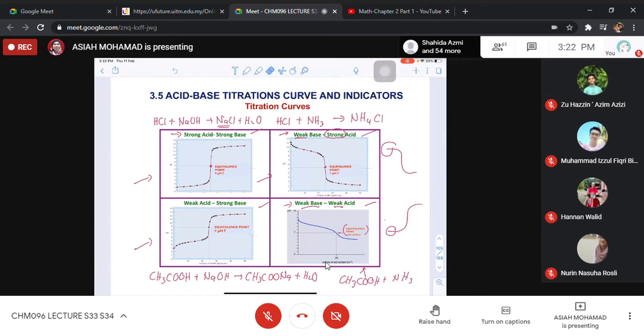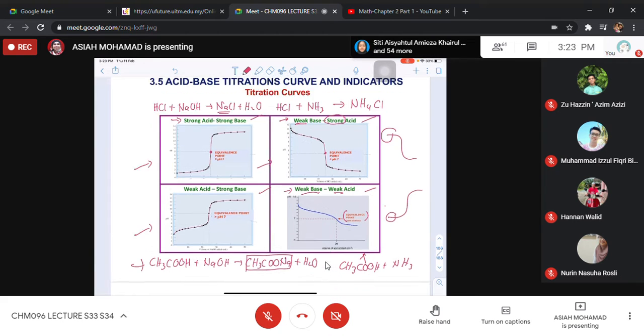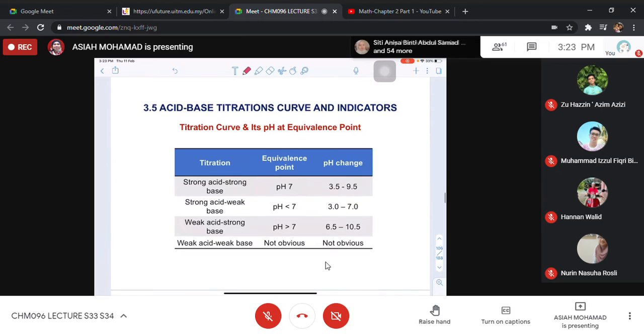Alright, so for weak acid and strong base, the salt produced is a basic salt. That's why the pH at equivalent point is more than 7. So how do we calculate this? Let's discuss this pH.